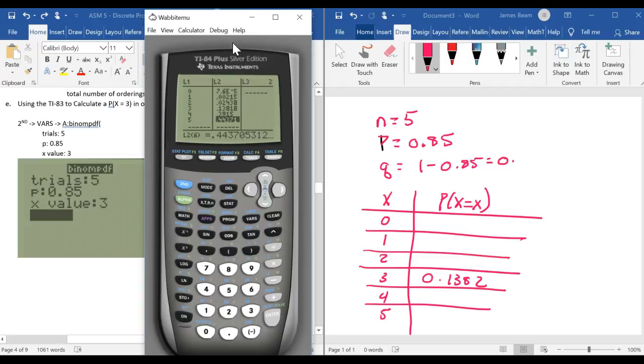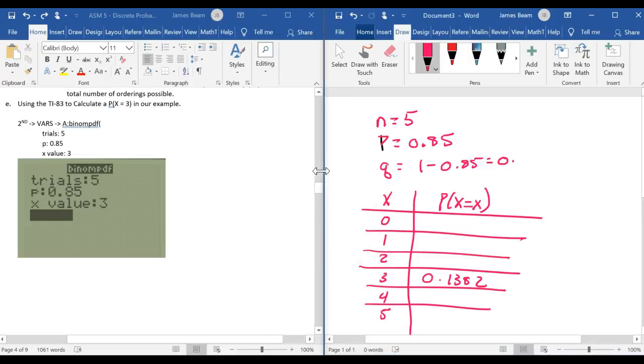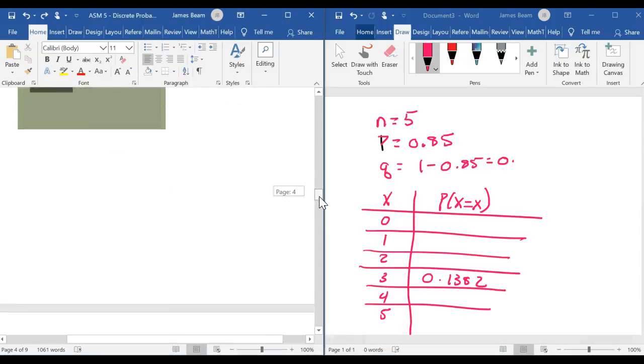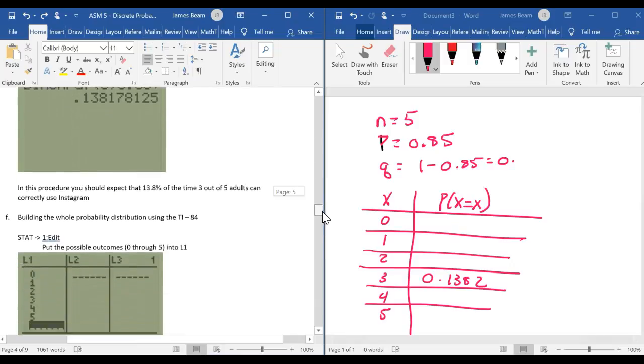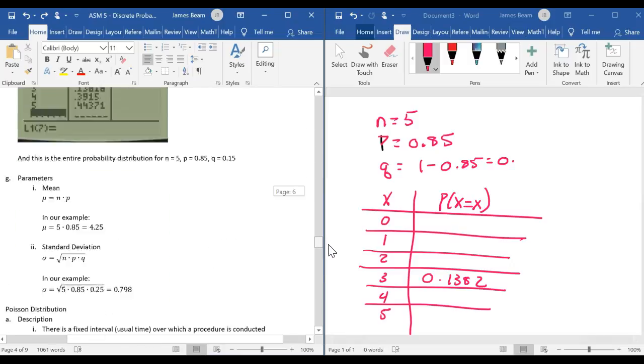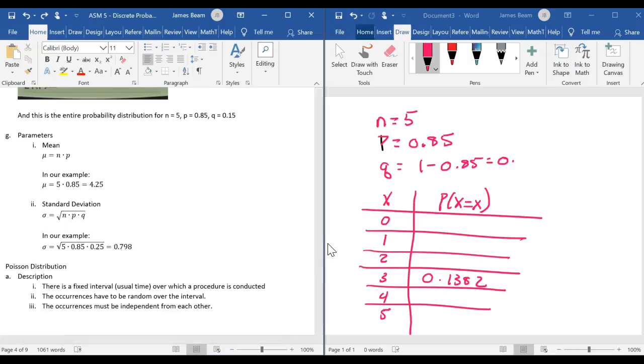Something that would be nice to know is, what is the expected value, right? And this is something that happens. Each probability distribution is going to yield 2 parameters. Right, so I'm going to scroll down because we just did all that. It's going to yield a mean and an expected standard deviation.